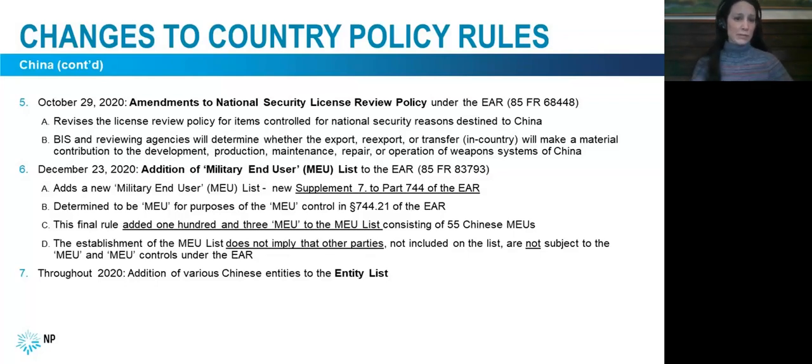So if someone is on the list, you don't have to do that much due diligence. You basically know this is an MEU, but also just eyes wide open. If you are searching someone, you're doing due diligence for a company, and they're not on the MEU list, that does not mean that they don't fall under the definition. Otherwise, it would be too easy, right? And of course, just like with Hong Kong, many entities have been added to the entity list, and also individuals have been added to the SDN list.